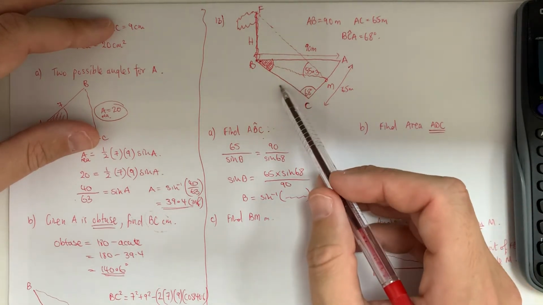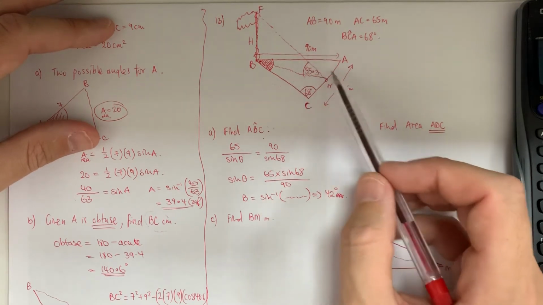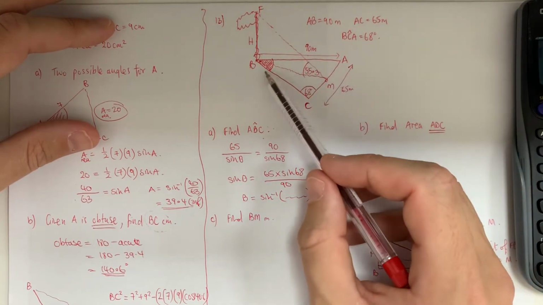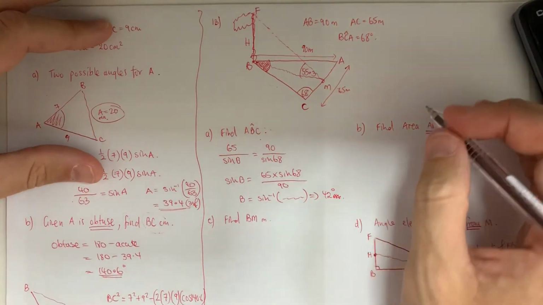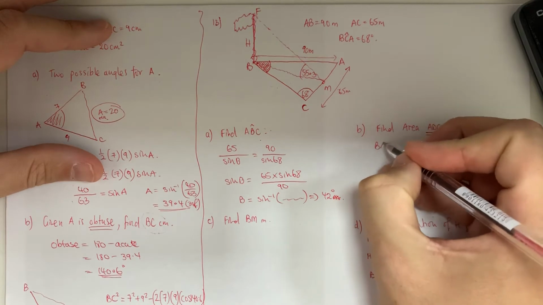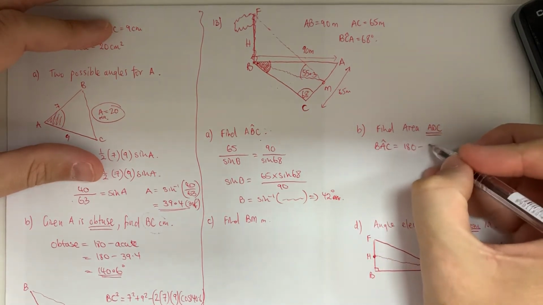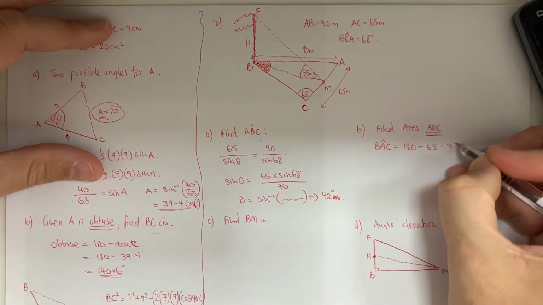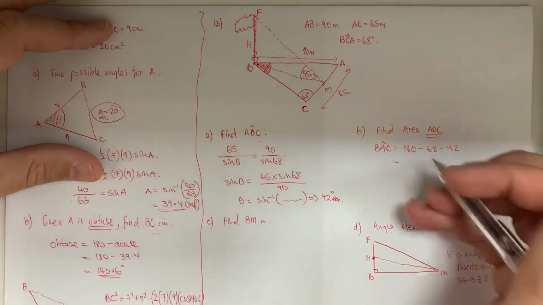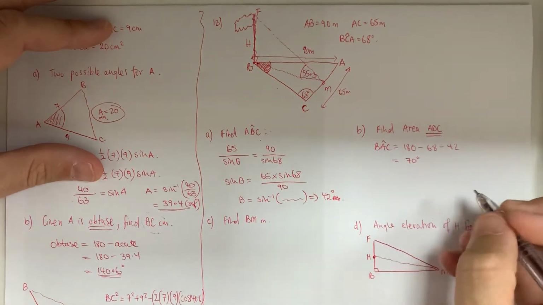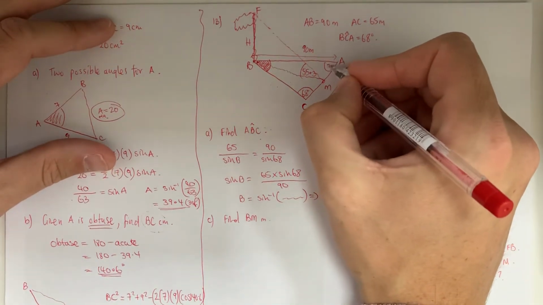I could find this side and then use that angle, or I'm going to use the sides that I've already got. I've got this angle, I've got this angle, so I can now find the angle at A. So first of all, find the angle BAC, which is equal to 180 minus 68 minus 42. That's going to be 110, so that leaves me 70 degrees there. So now I've just worked out that angle, which is 70.